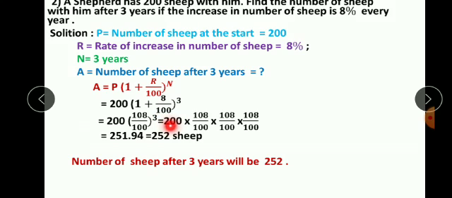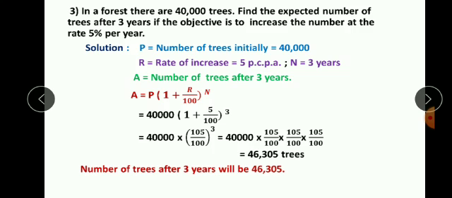So open the cube, that is, open the bracket. 200 is multiplied with 108 upon 100, again multiplied by 108 upon 100, again multiplied by 108 upon 100. In this way, calculate this part. What do we get? 251.94. After the decimal point there is 9, and we cannot write the number of sheep in decimals. So what will we write? 252 sheep. So the number of sheep after 3 years will be 252. Got it children?